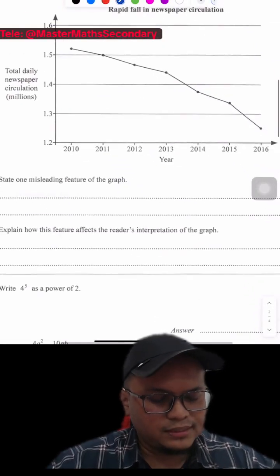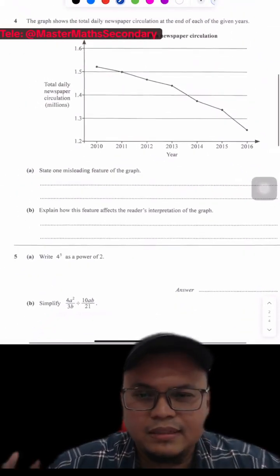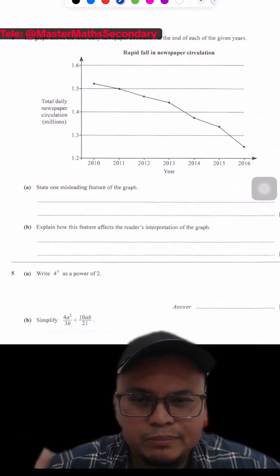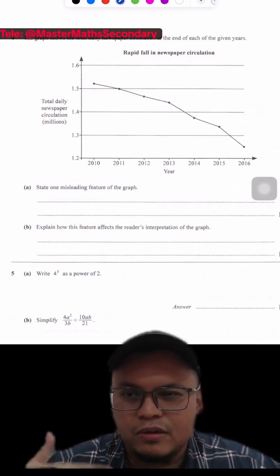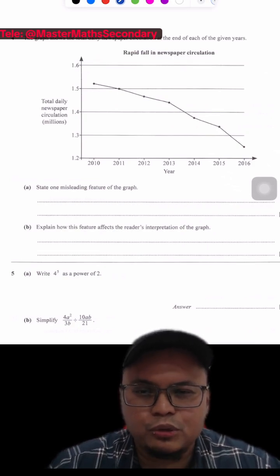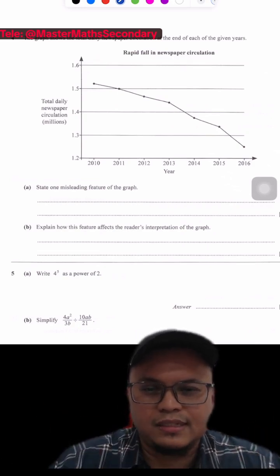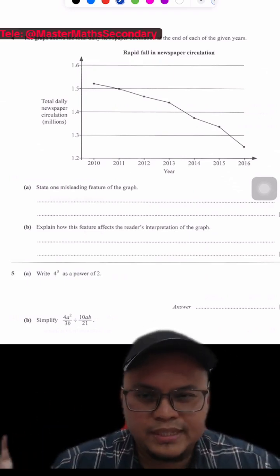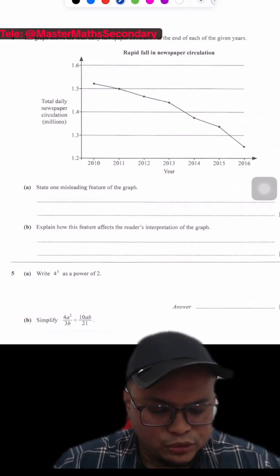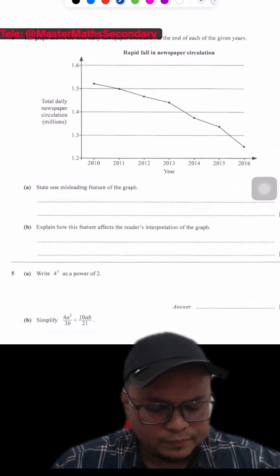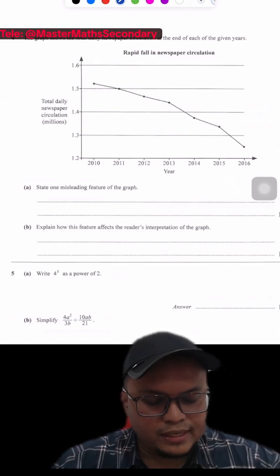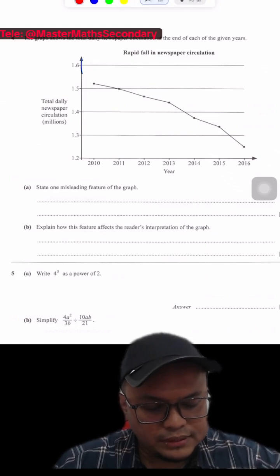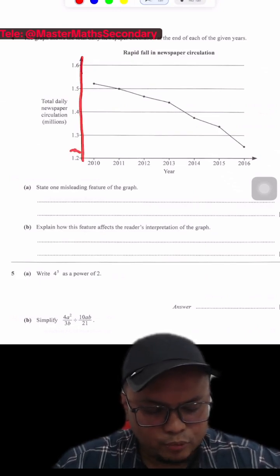Now, as you can see here, this is something that I think even when you read newspaper reports, or sometimes when politicians or people in authority try to show you certain statistics and they want to convince you in a certain way, they will do these kind of things. One of the ways that they do is to notice that on the y-axis, on the vertical axis, they didn't actually start from 0. It starts from 1.2.